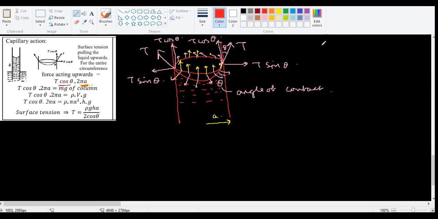Because how is surface tension defined? Surface energy by area, that is correct. Any other formula? What is the definition of surface tension? The very first definition: force by length. Very good. That means if I want force, what should I do? I should multiply by the length. So this surface tension is acting over a length of 2 pi A. That is the circumference.